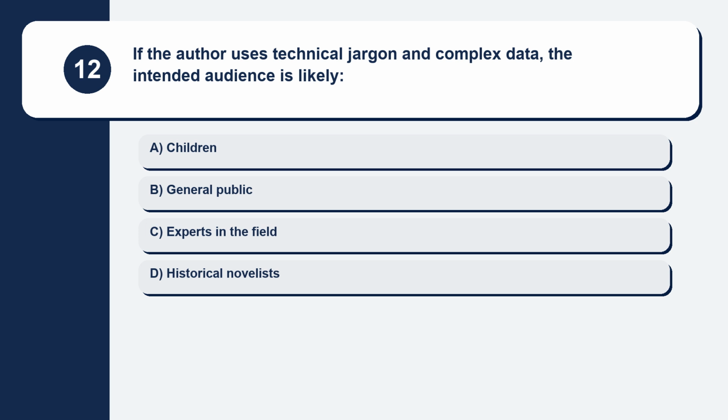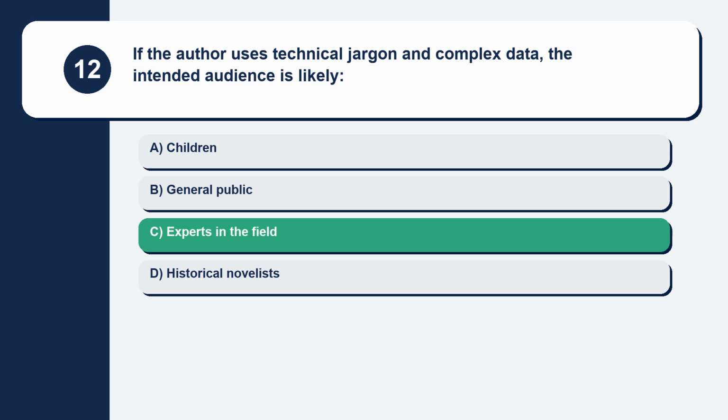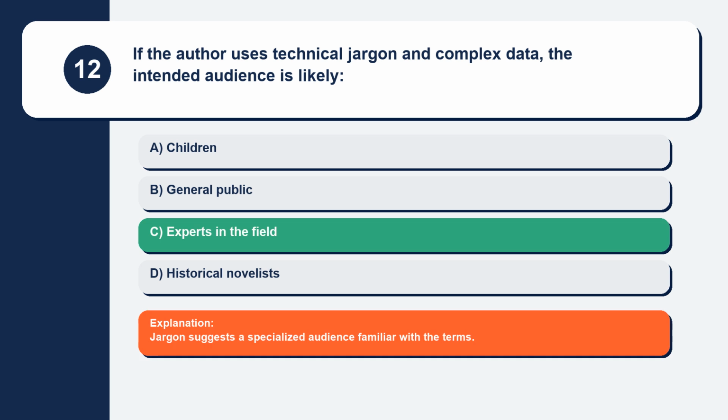Question 12. If the author uses technical jargon and complex data, the intended audience is likely children, the general public, experts in the field, or historical novelists. Jargon suggests a specialized audience familiar with the terms.